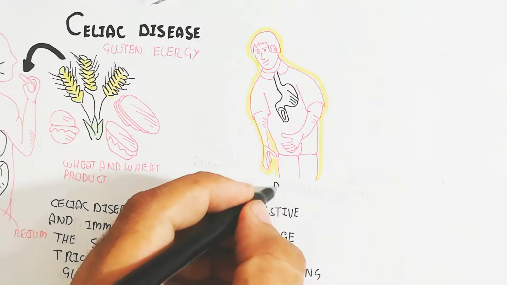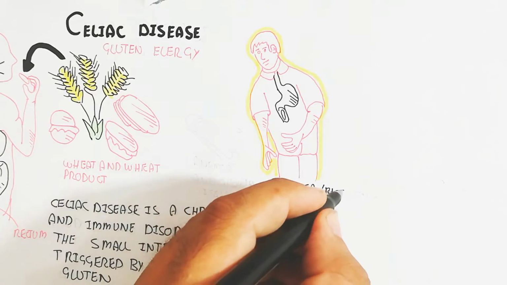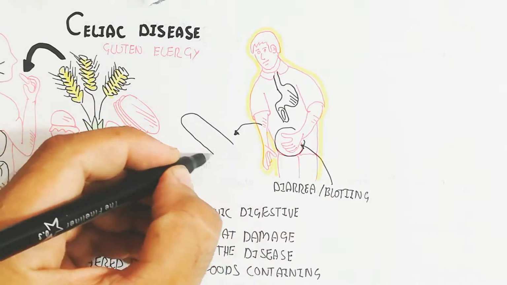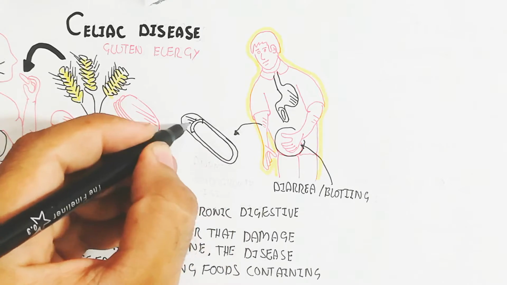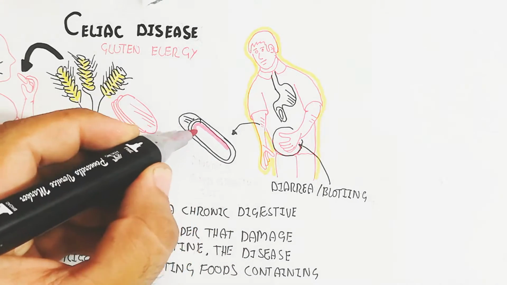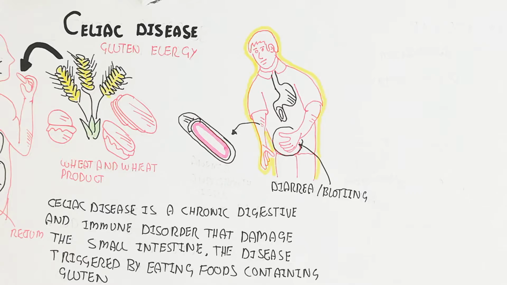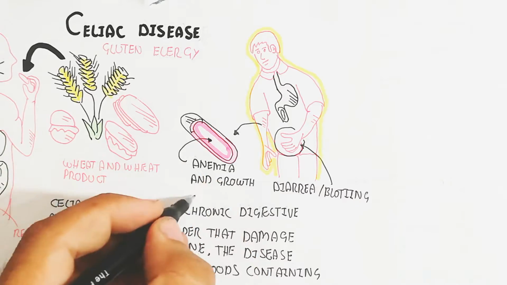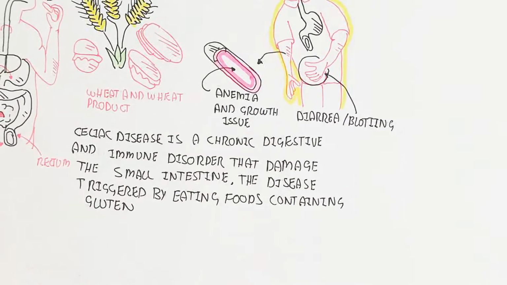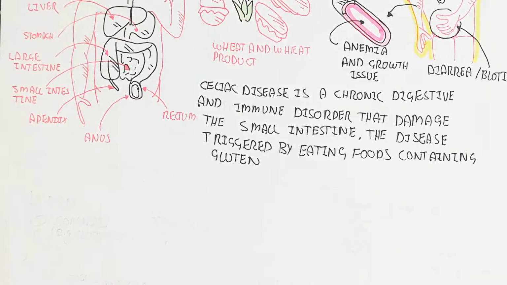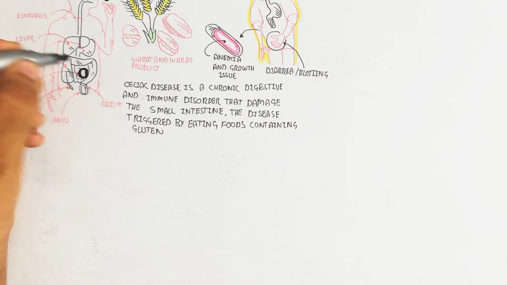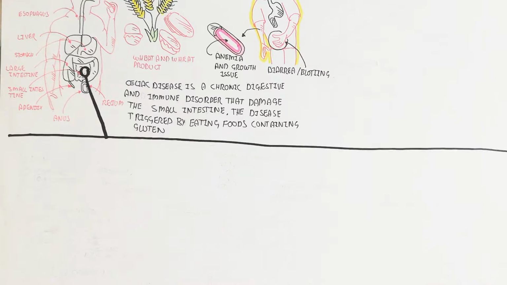Anyhow, here you can see the symptoms are diarrhea, bloating, and anemia due to vitamin B12 deficiency, and growth issues. The growth will be stunted, and the person does not grow normally. So let's begin to understand the major activity and how it works.